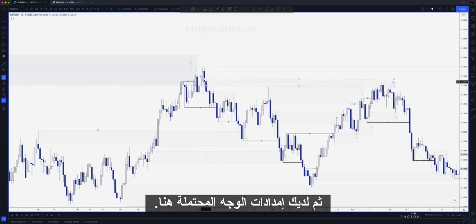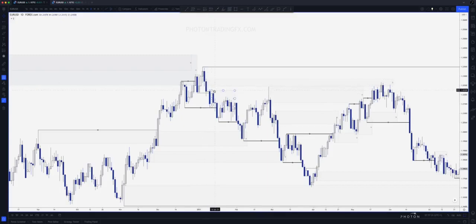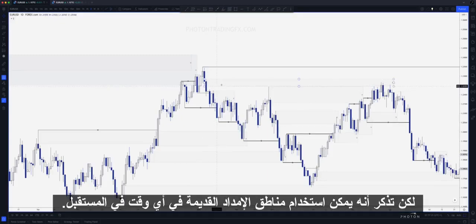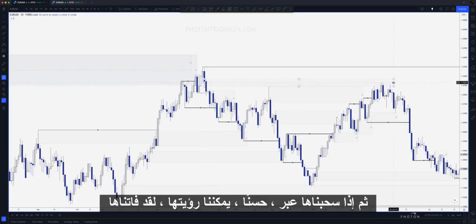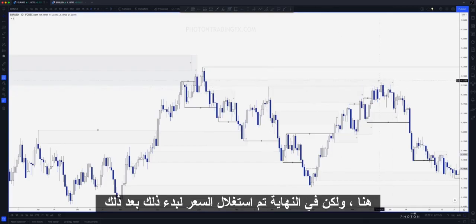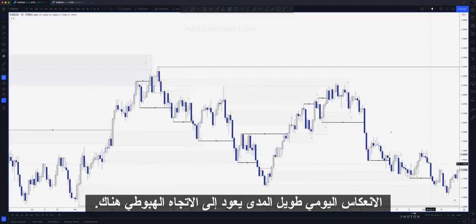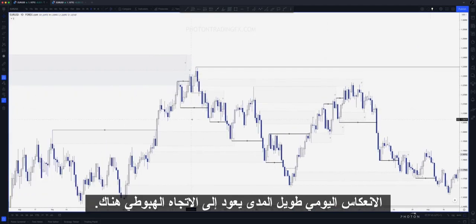So then you have a potential flip supply zone here. Price doesn't use it then, but remember, old supply zones can be used at any point in the future, so you can just be aware that it's there. And then if we drag it across, we can see it just missed it here, but then eventually price tapped into it to then start that next long-term daily reversal back to the downside there.